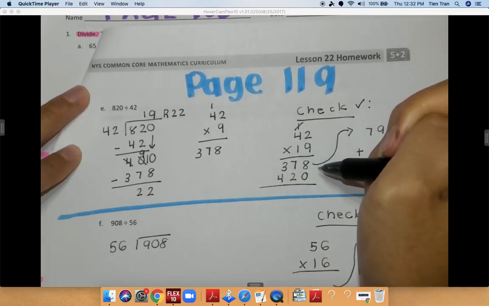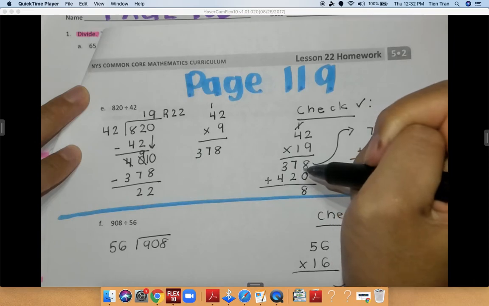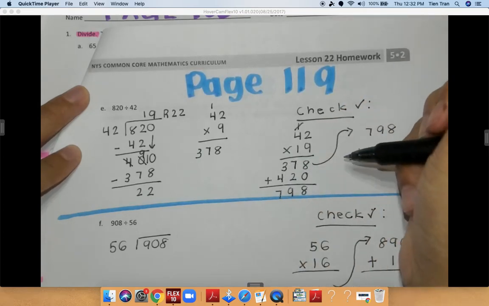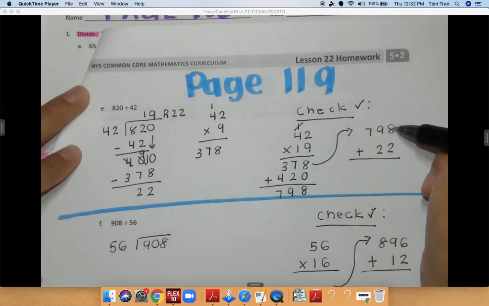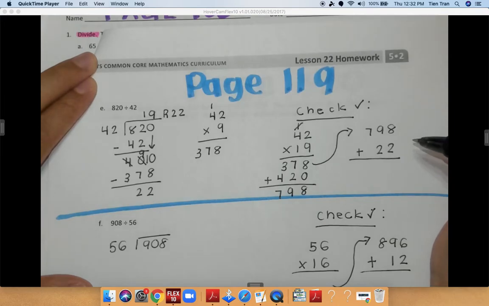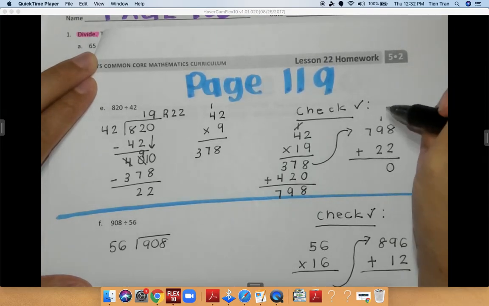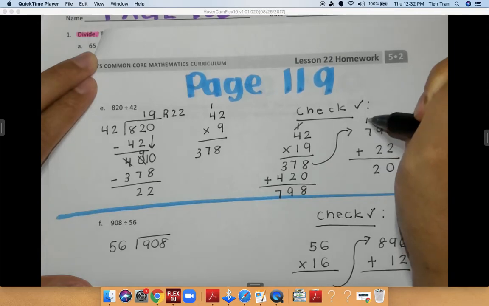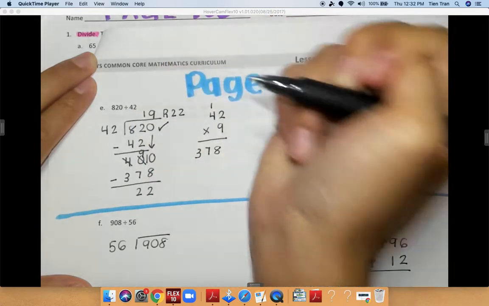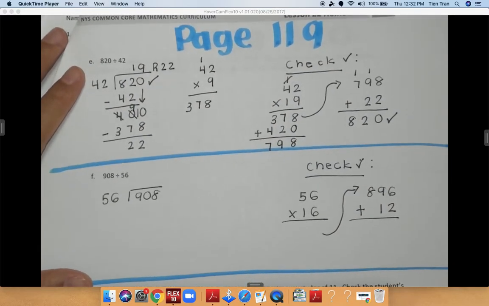And now I am going to make sure I add. 8 plus 0 is equal to 8. 7 plus 2 is equal to 9. 3 plus 4 is 7. Now I'm going to add my number 798 plus my remainder 22. 8 plus 2 is equal to 10. 9 plus 2 is 11 plus 1 is 12. 7 plus 1 is equal to 8. So I get 820 and 820. So that is the correct answer. I checked and it works.